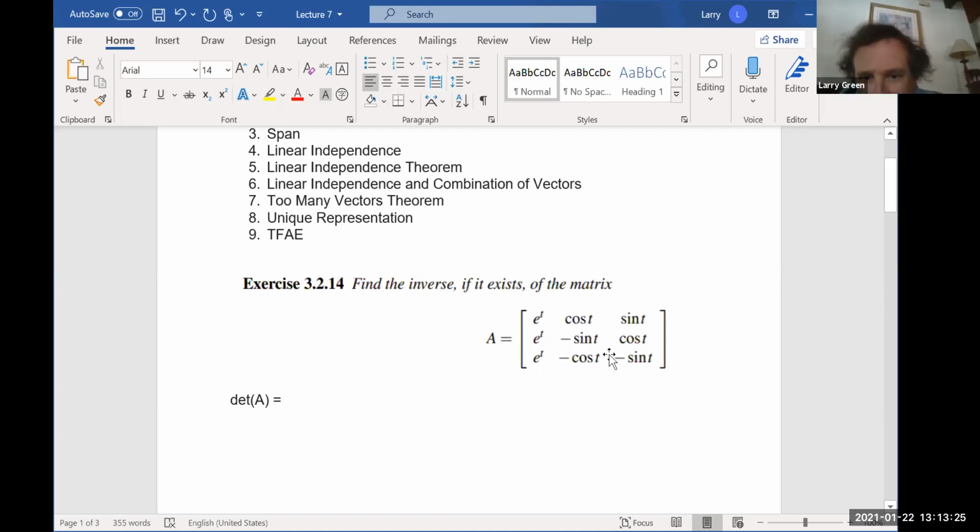I think sine squared cosine. Let's see, sine squared cosine squared. Just 1 second. Yep, I get 2e to the t just doing it in my head. So the determinant is 2e to the t. Let's do this as an equation.